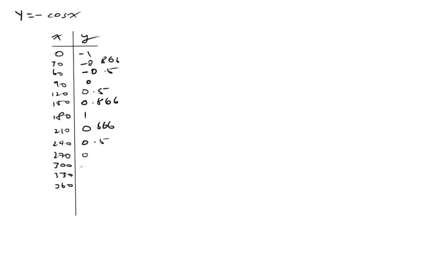Then we have negative cos 300, which is equal to negative 0.5. Then we have negative cos 330, which is equal to negative 0.866. And then finally we have negative cos 360, which is equal to negative 1. Now that we have these values, we can plug them in to a graph.